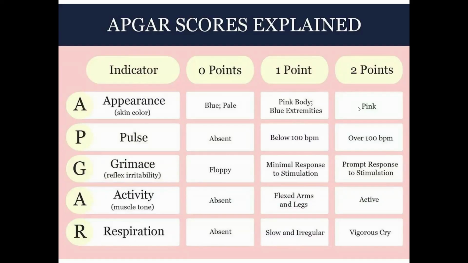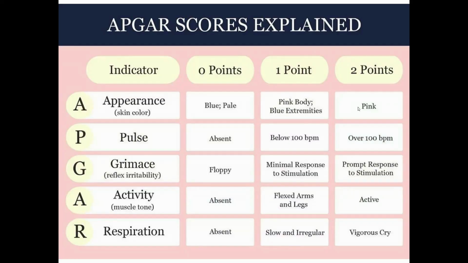Grimace, so their reflexes: if they're floppy, they get 0. If they respond promptly to your stimulation, they get 2. Minimal response, 1. Activity, which is muscle tone: absent muscle tone, 0. If they have some flexed arms and legs, 1. If they're active, 2.